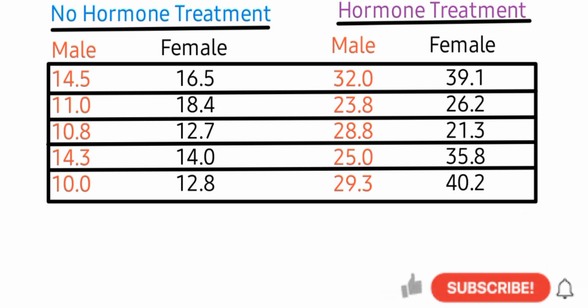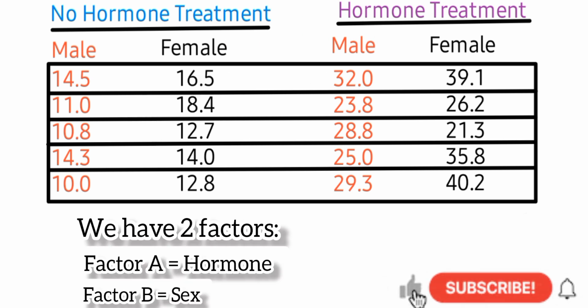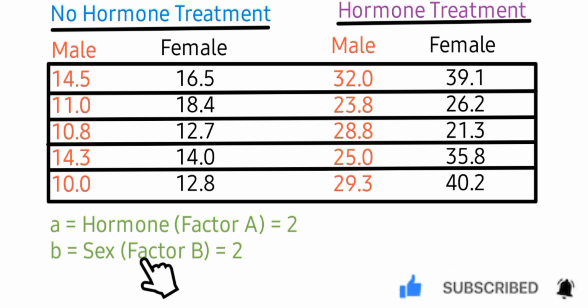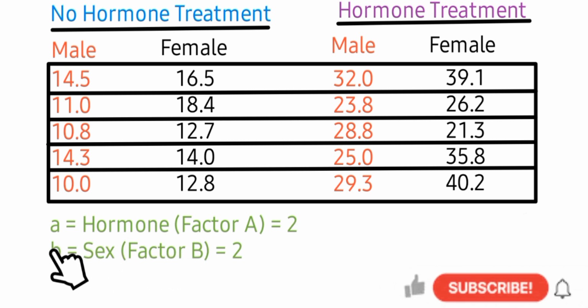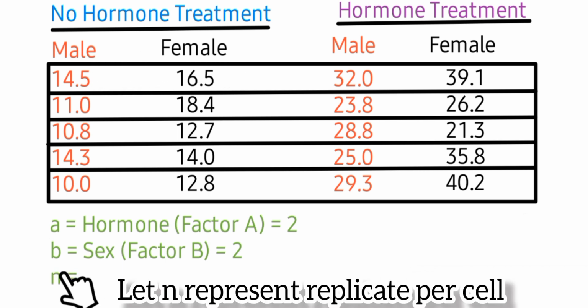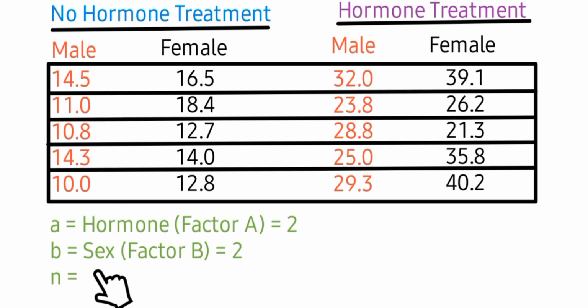Looking at our table here, we have two factors. First factor being the hormone, that is no hormone treatment and hormone treatment. Therefore, the number of hormone groups, which we represent with small letter a, is 2. Factor B, that is the sex, which we represent as b, is also 2 because we have the males and the females. Let n represent replicates per cell because each of the cells here contains 5 observations. That is 1, 2, 3, 4, 5. So our n value is 5.